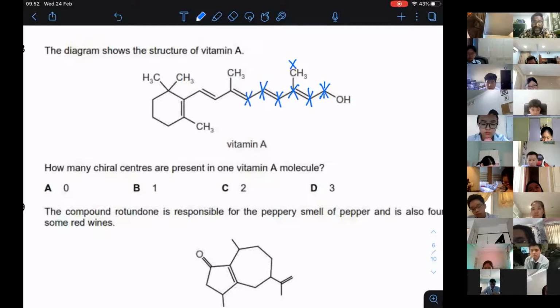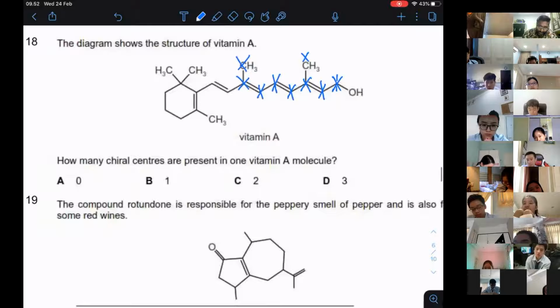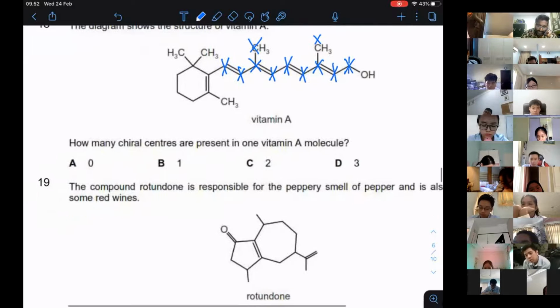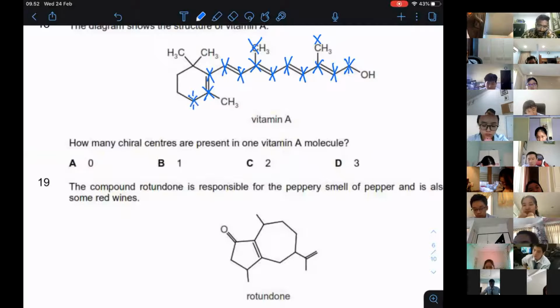Not a chiral center because of the double bond. Same, not a chiral center because of the double bond. Not a chiral center because it has 3 hydrogens. Not a chiral center because of the double bond. Not a chiral center because of the double bond. You can see there is a double bond here, not a chiral center. There is a double bond here, not a chiral center. 2 hydrogens, not a chiral center. 2 hydrogens, not a chiral center. 2 hydrogens, not a chiral center. This carbon, you can see CH3 and CH3, not a chiral center. 0.